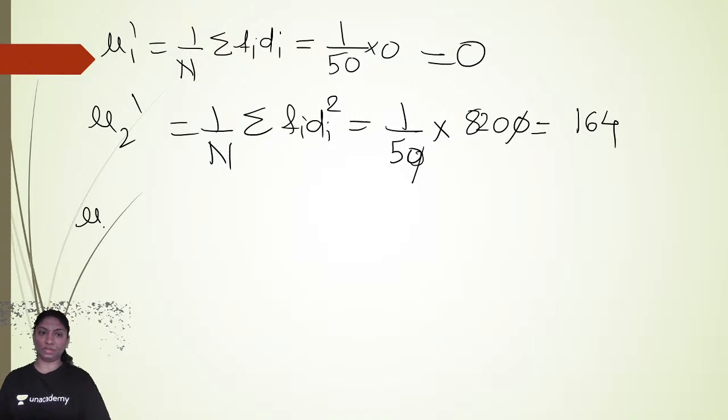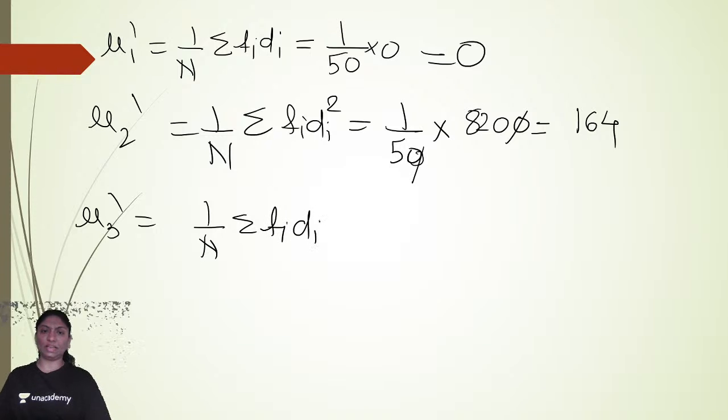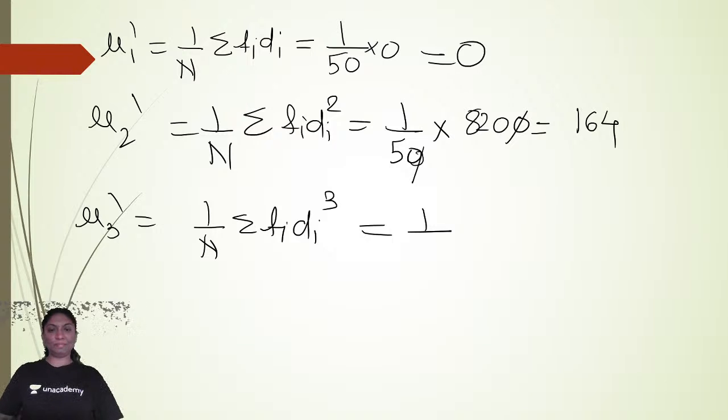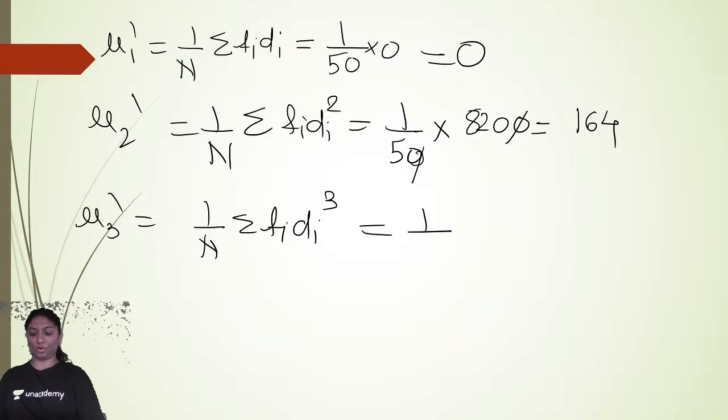mu3 dash is equal to 1 upon n summation of fi di cube. मैं यहाँ पे हर एक एग्जाम्पल लिख के दे रही हूँ. जो भी इंजीनियरिंग मैथमेटिक्स के लिए भी पढ़ रहे हैं स्टूडेंट, उनके लिए भी ये वीडियो बहुत इंपॉर्टेंट है. Okay, यहाँ पे आपका probability और statistics whole unit cover up हो जाएगा for the computer science and IT के student के लिए.